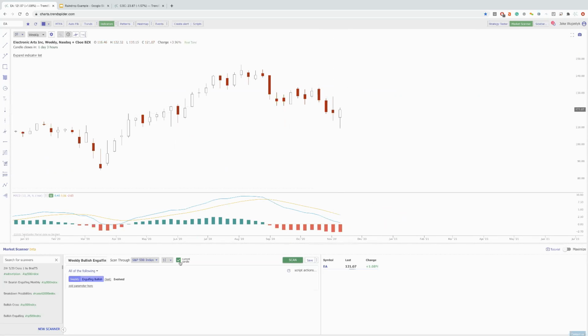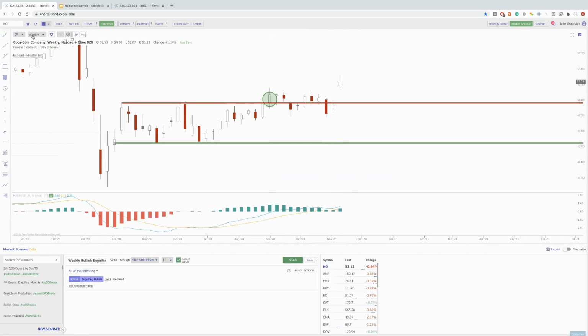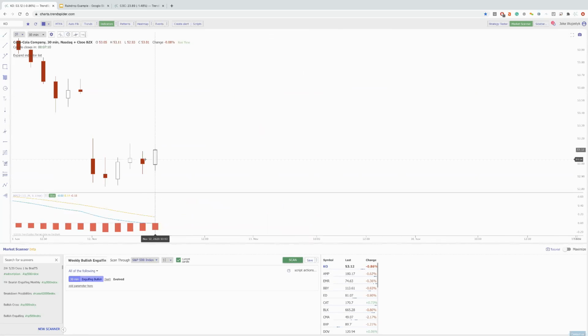So the current candle allows you just to get an idea of maybe what's looking decent, going into the end of a time period. So if you were trading, let's say, the 30-minute chart, and we wanted to look for bullish engulfing candles on the 30-minute chart currently forming now, the 30-minute chart has not closed, but we have an idea of what things are actually starting to close here. So if we go to the 30-minute chart, you'll see here that we do have a bullish engulfing candle on Coca-Cola on the 30-minute chart.